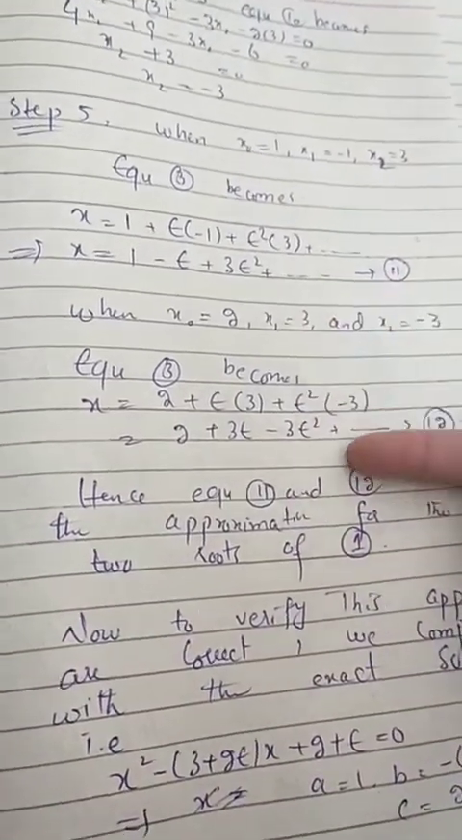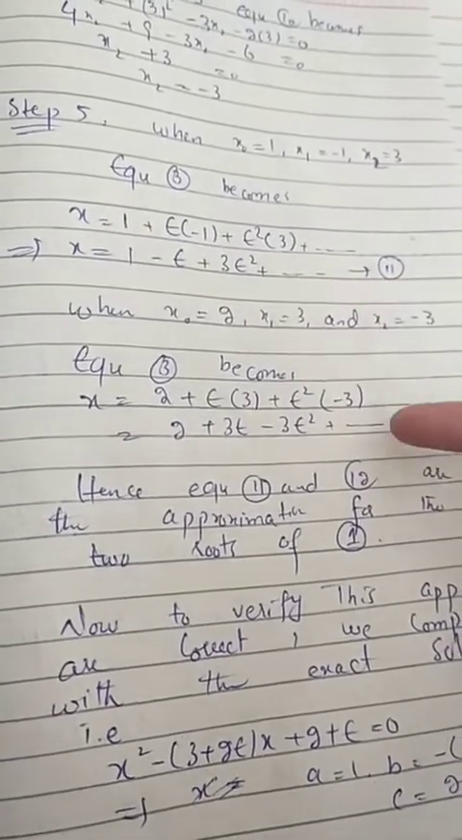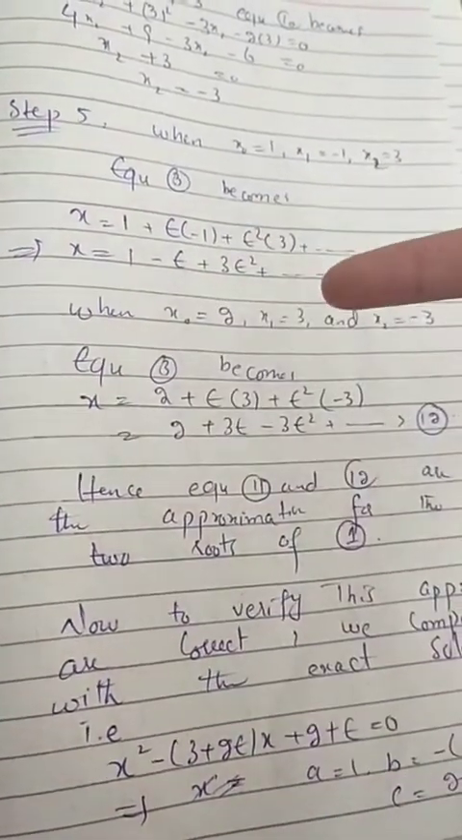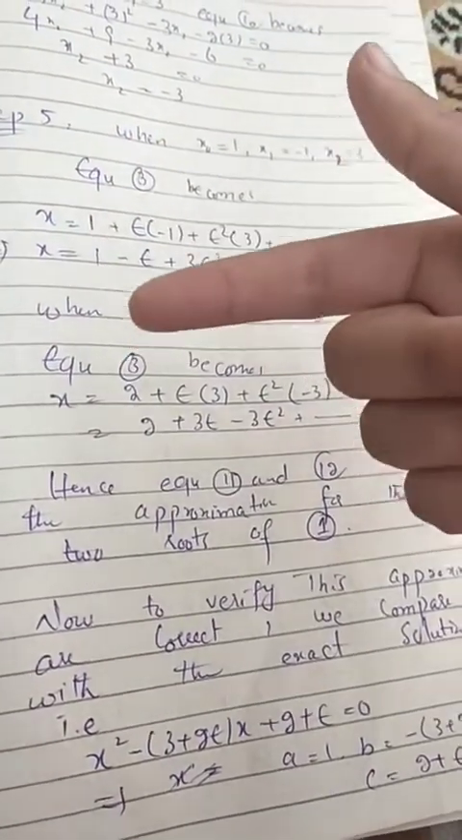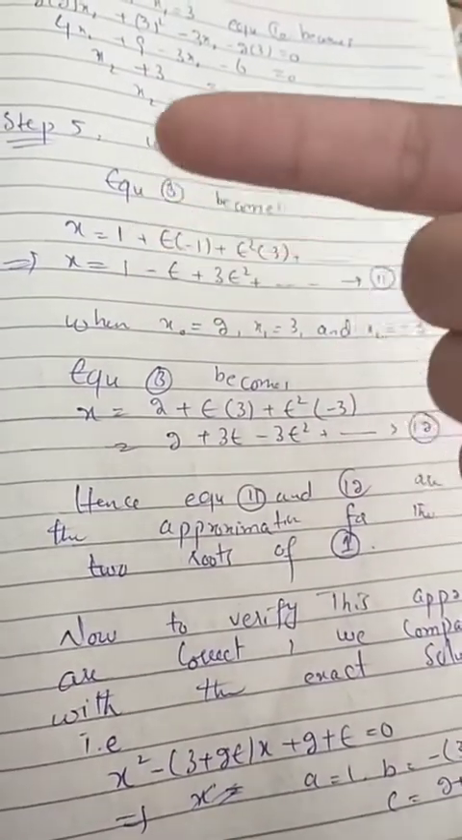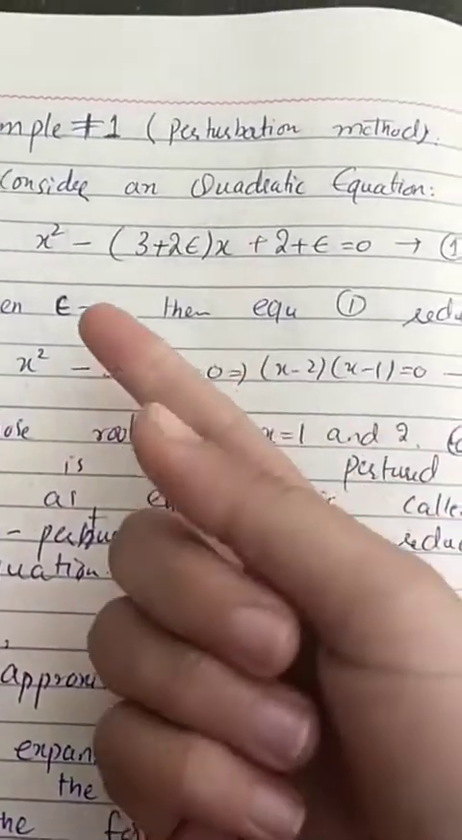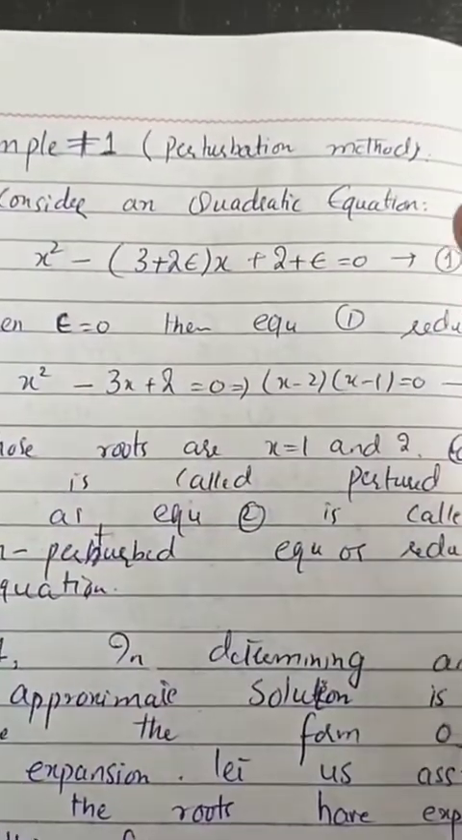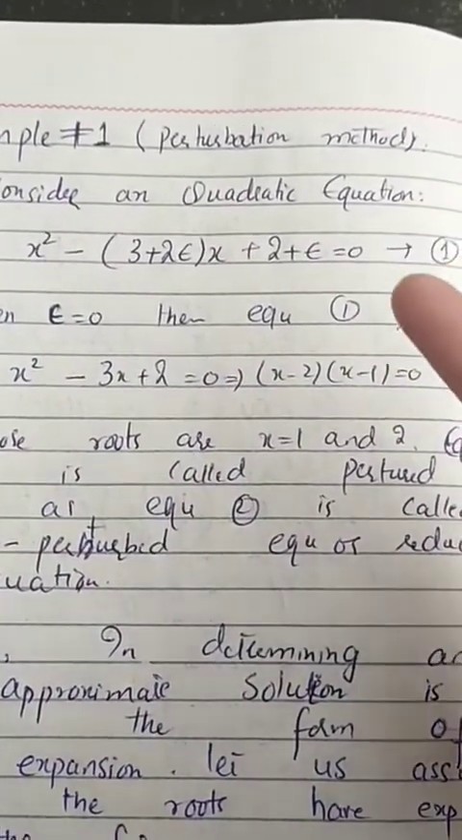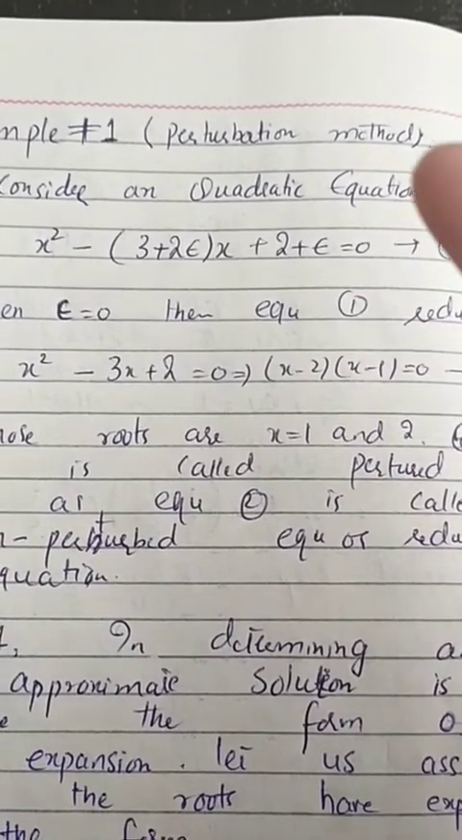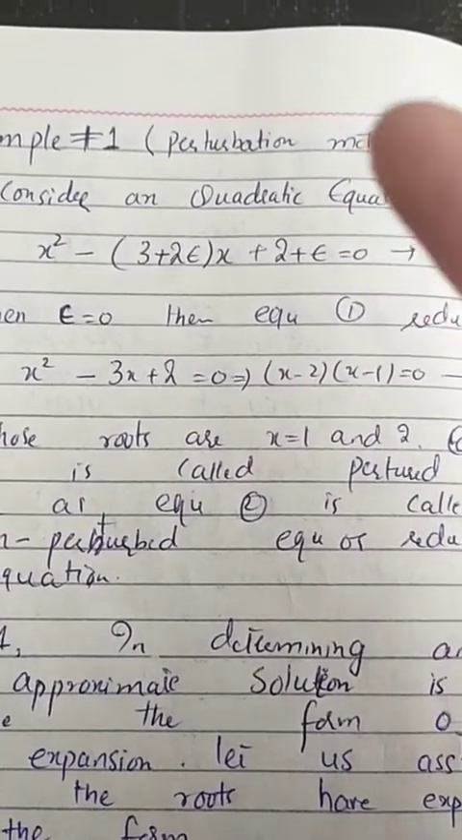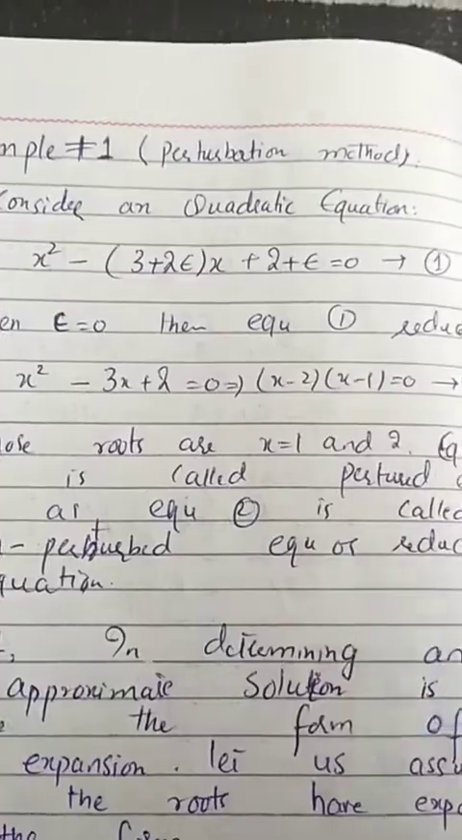You can see here, equation 11 and equation 12 are the two approximations for the two roots of equation 1, the original equation. As you can see here, the original equation 1. Equations 11 and 12 are the two approximate roots of equation 1.